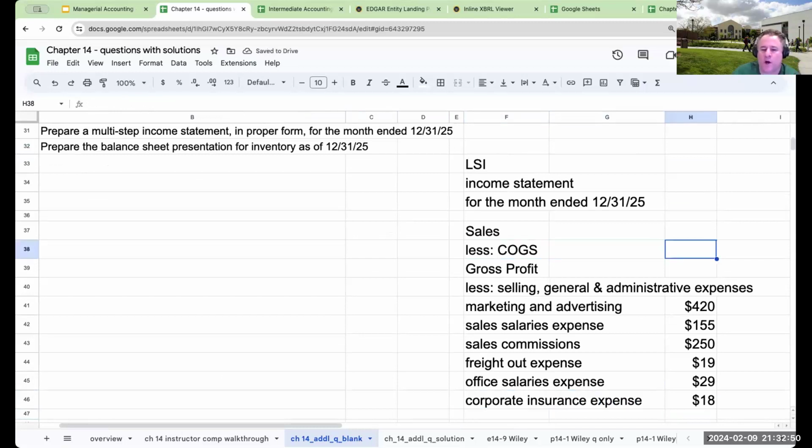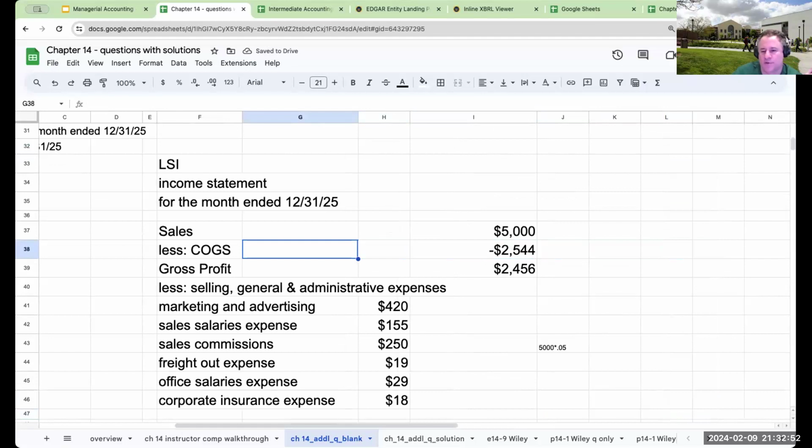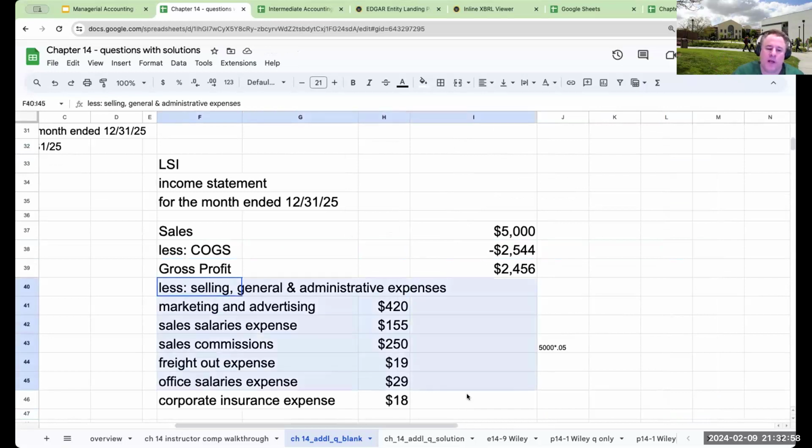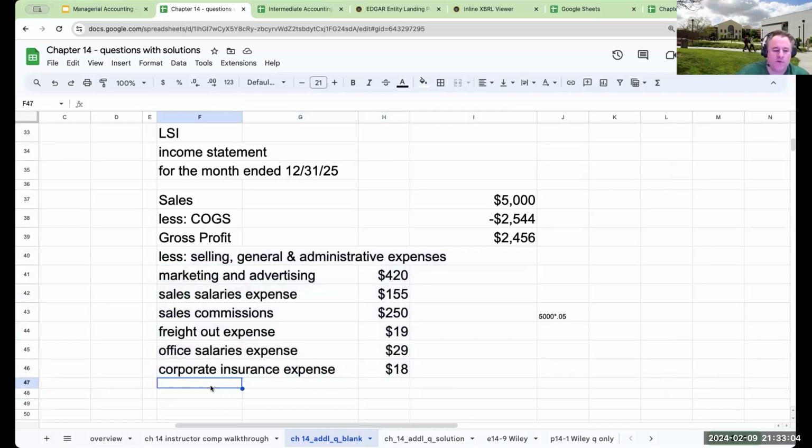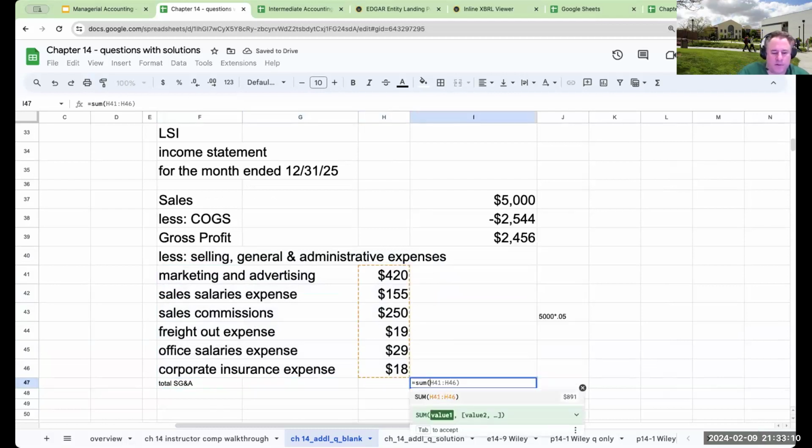This is my product cost, or what is my cost of goods sold, right? This is basically the product that I sold. These here are what I call my period costs, right? These are automatically expensed during the period. So over here, my total SG&A is going to be the sum of 891.